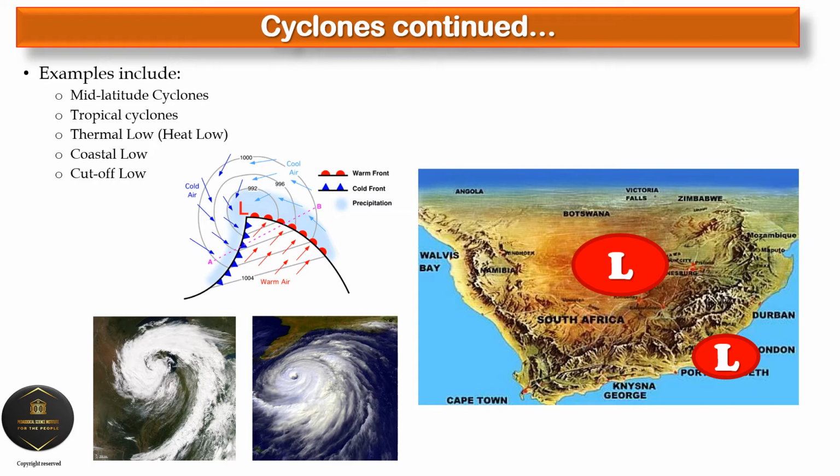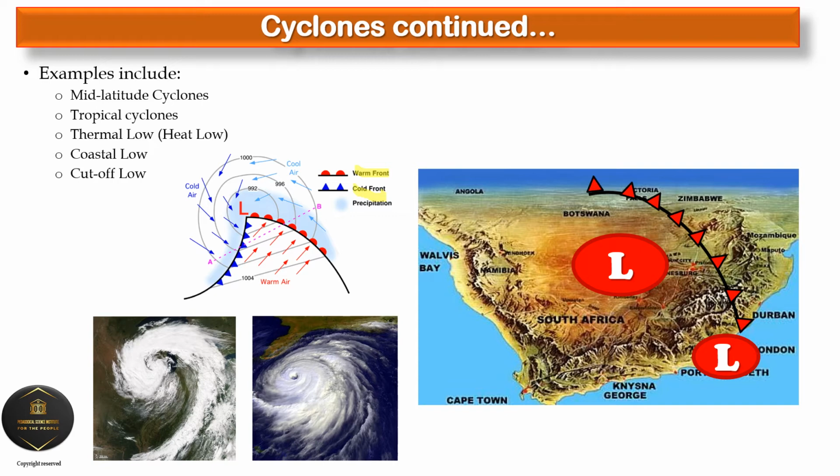Now a cut-off low only forms when a mid-latitude cyclone breaks apart. Remember, mid-latitude cyclones are formed by two things, a warm front and a cold front. So a cut-off low forms when a cold front is cut off from the mid-latitude cyclone. So what will happen is that this cold front will move over land, right? And as you saw in that animation, that's what the cut-off low is. So it's just a cold front that has been cut off from the system. So I hope you understand that.